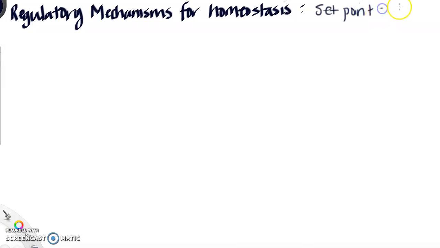So there's a set point for body temp. There's a set point for your blood pressure. There's a set point for your heart rate. So all things, your blood sugar, all of those things have a set point to them. And those set points are regulated or maintained through these mechanisms.